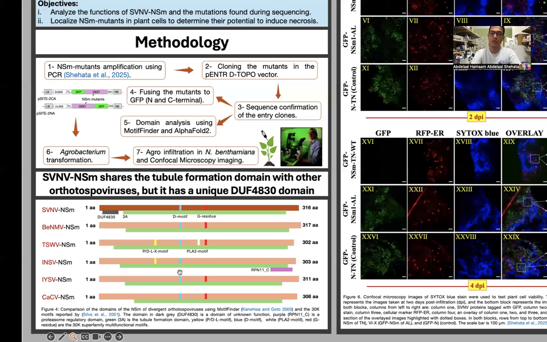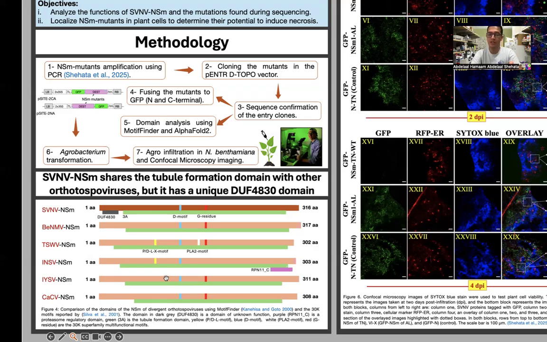Not all of them, but some of them contain all the domains that are found in the 30K superfamily, such as TSWV, which has the 4 domains. However, SVNV has only 2 domains, the T motif, the D motif, and the G residue. Besides that, all of them contain the tubule formation domain.